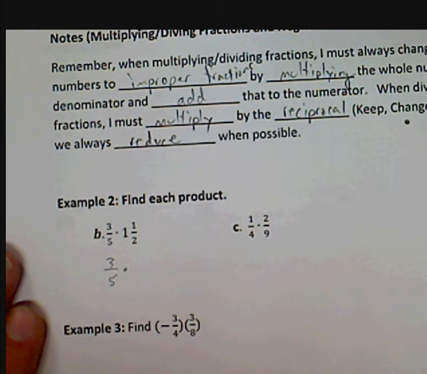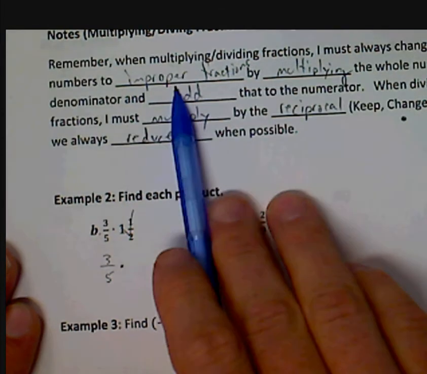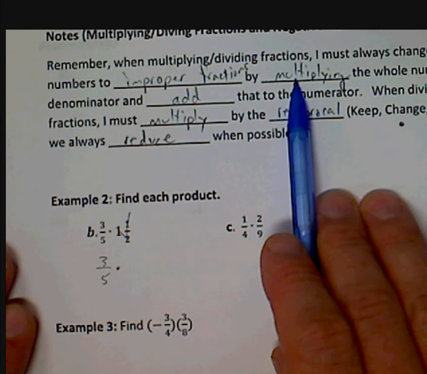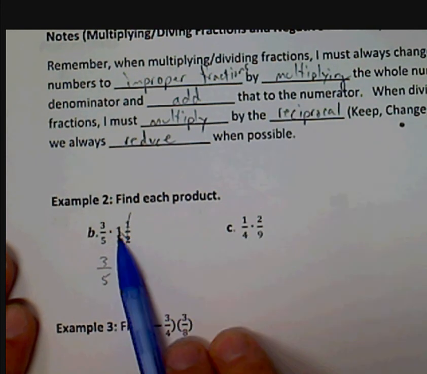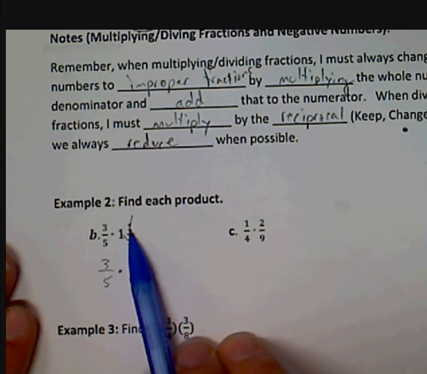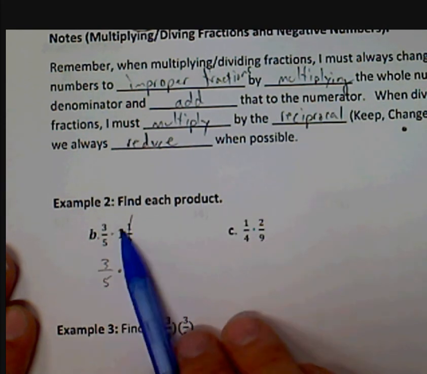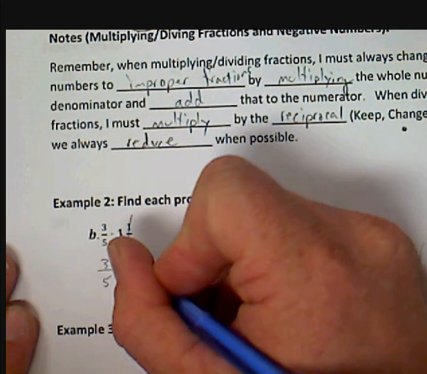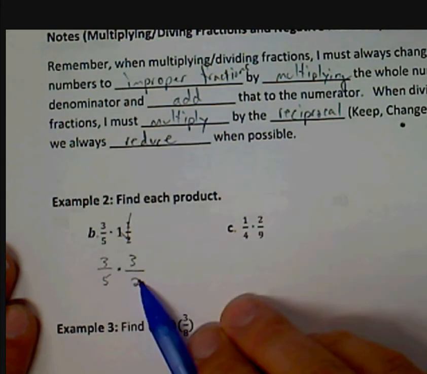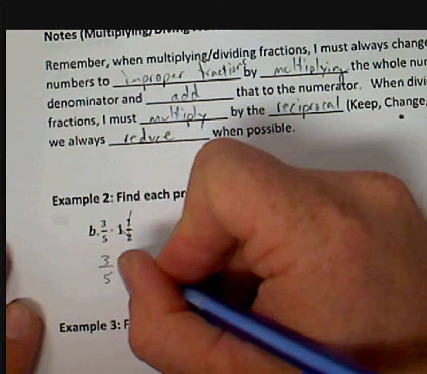3/5 times, and I'm going to go ahead and check mark. Or we change our mixed number to an improper by multiplying the whole number with the denominator. 1 times 2 is 2, and then we add that to our numerator. 1 times 2 is 2, plus 1 is 3. We always keep the denominator the same. Now we can multiply straight across.